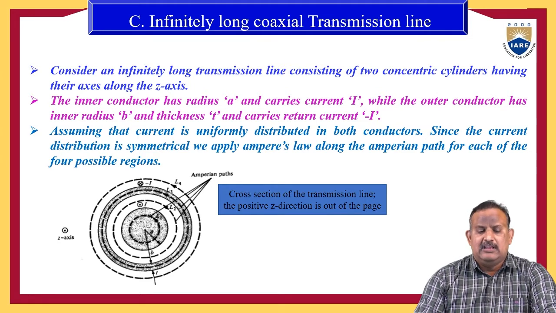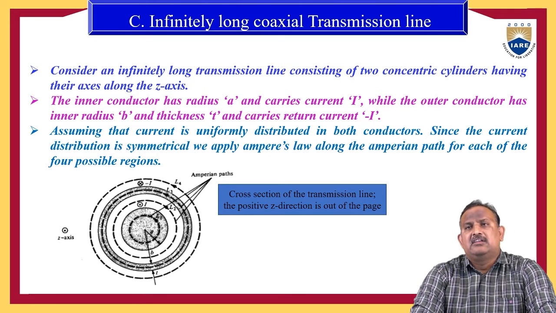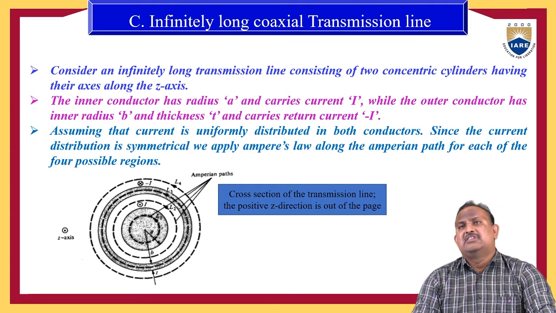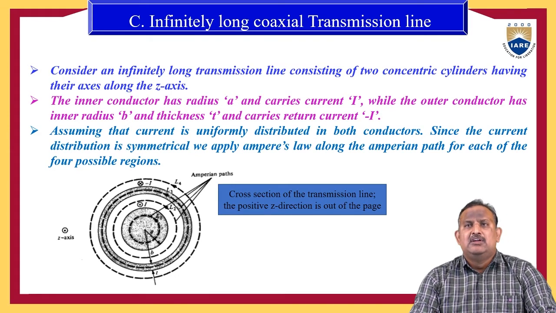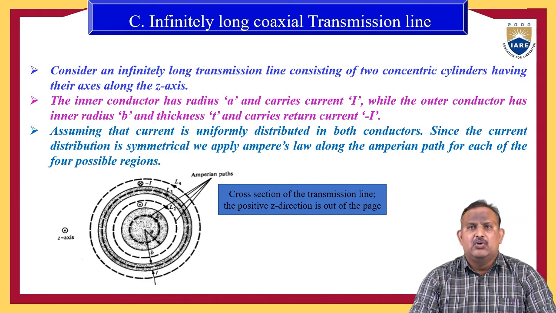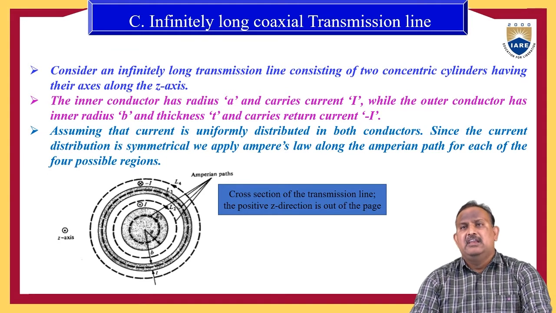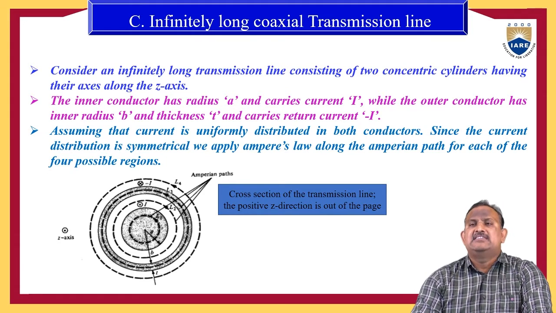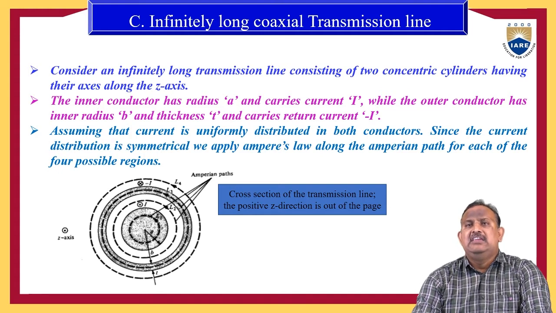To apply that, let us consider an infinitely long transmission line consisting of two concentric cylinders having their axis along the z-axis. Because it is a coaxial line, it has two circles, the inner circle and the outer circle. Let us assume the inner conductor has a radius A and carries a current I, while the outer conductor has the inner radius B.